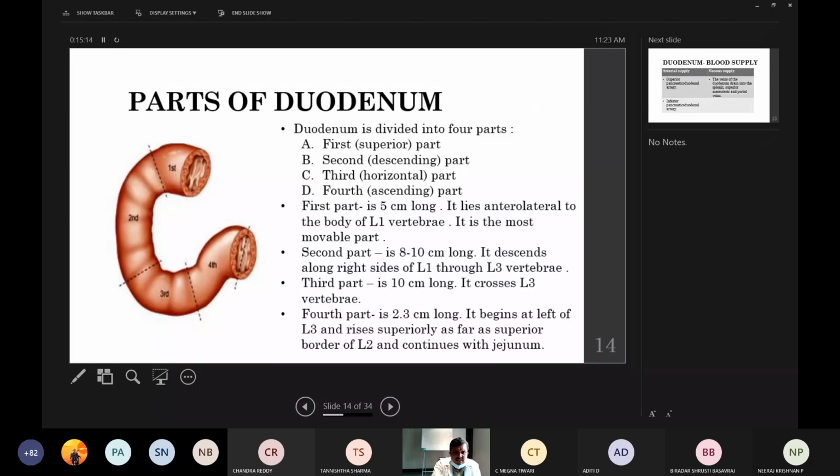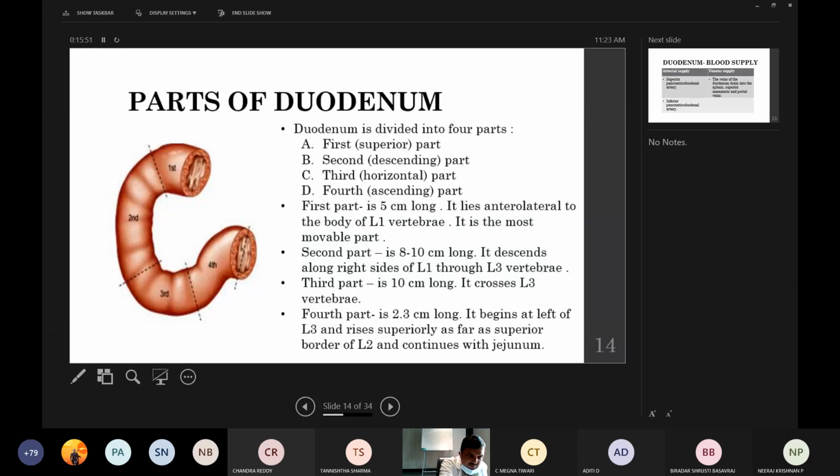The duodenum extends from the pylorus to the duodenal flexure. The first part, the superior part, continues from the pylorus to the superior duodenal flexure. The second part is from the superior duodenal flexure to the inferior duodenal flexure. The third part is the transverse part, which extends from the inferior duodenal flexure up to the lower part of the third lumbar vertebra. The fourth part continues from that to the ileocecal. So these are the various parts of the duodenum.